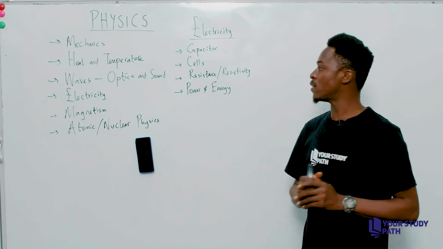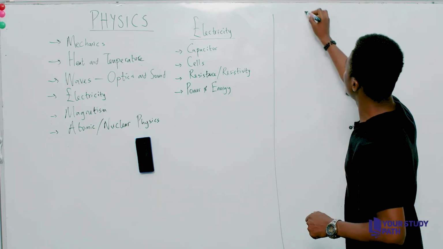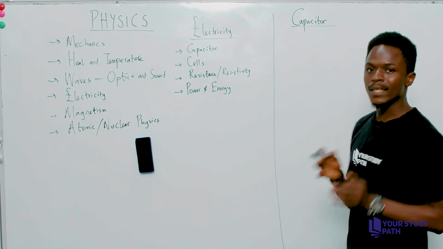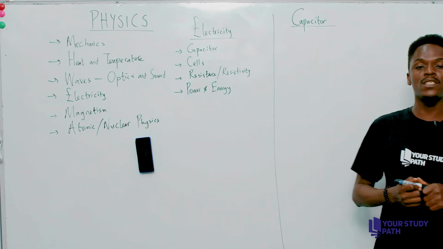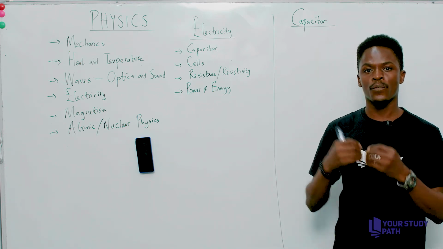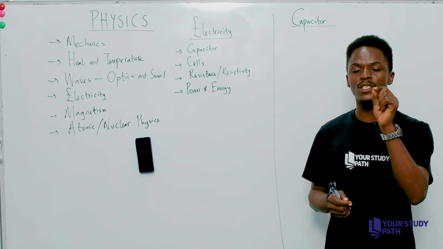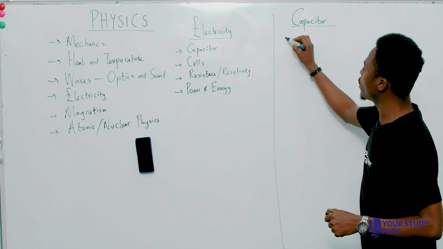Now, let's get started. Picking first, capacitor. What does Jamb expect you to know under capacitor? Here are the key highlights. Certainly, capacitors are actually devices that get to store charges and electric energy in very small amounts. We have that the unit of capacitor is farad.